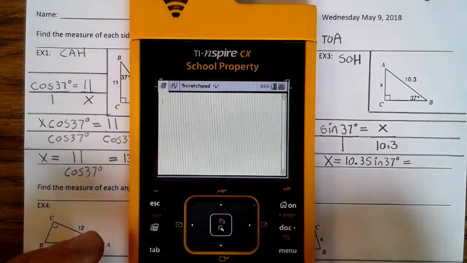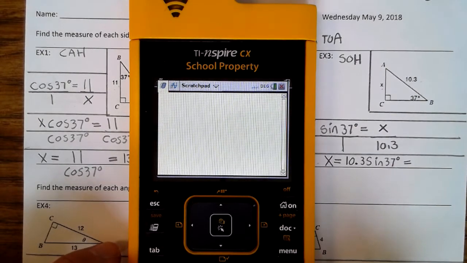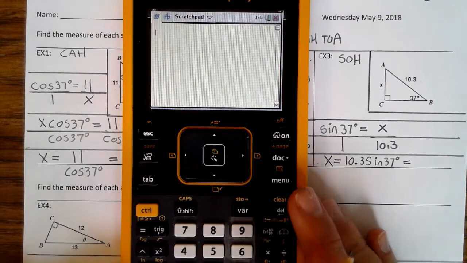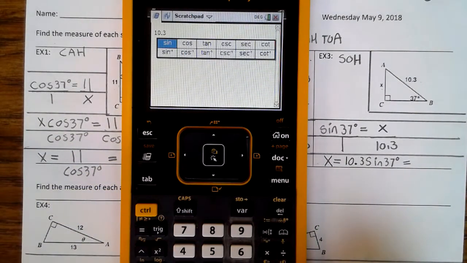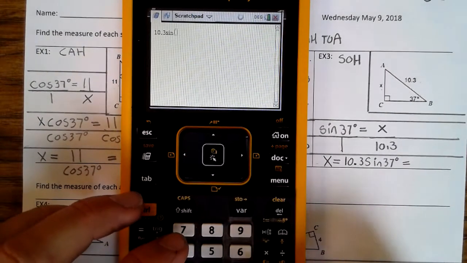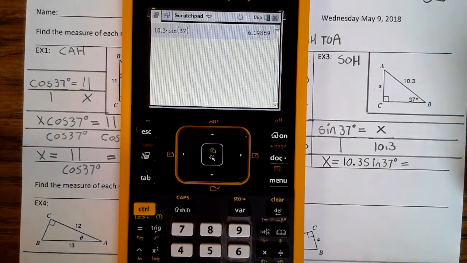so delete that. Let me see. Test that. So then we're going to press 10.3, trig button, sine of 37 equals 6.199.